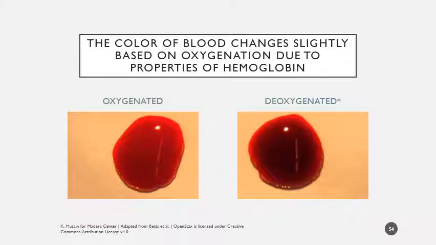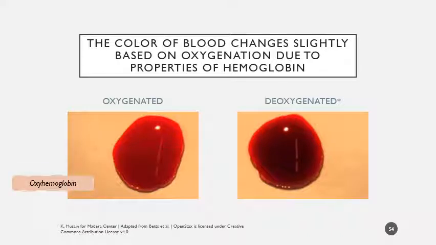So when we're looking at oxygenated or saturated hemoglobin versus deoxygenated, the color of blood changes a little bit depending on the chemical properties of hemoglobin, whether it's saturated in oxygenated blood or relatively unsaturated in deoxygenated blood. When we say deoxygenated, we don't mean that there's no oxygen whatsoever. We just mean that there's a lower partial pressure of oxygen and less hemoglobin that is saturated.